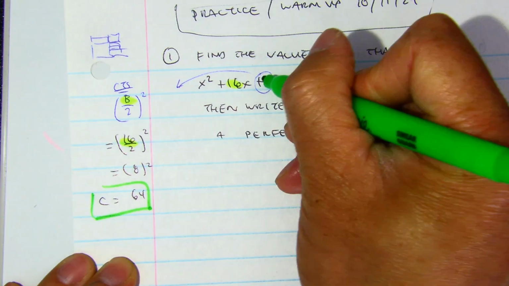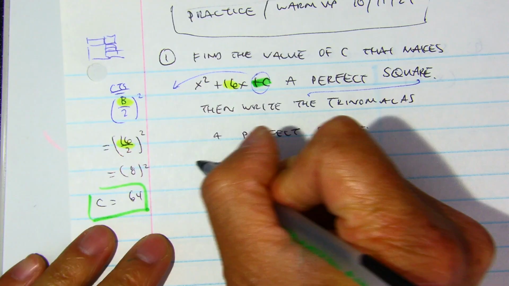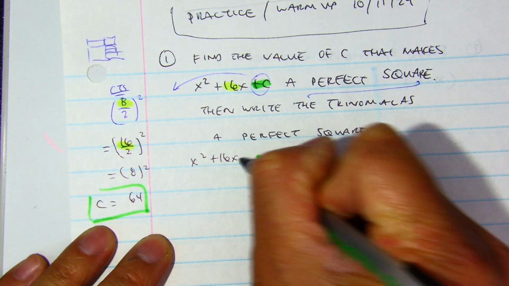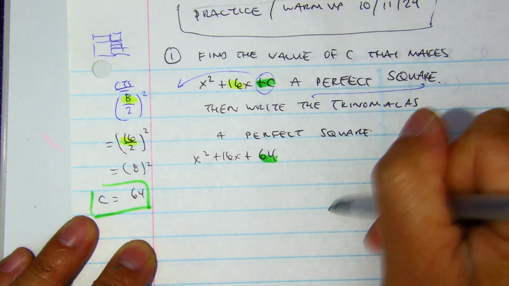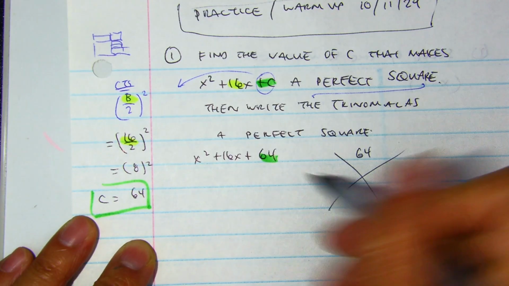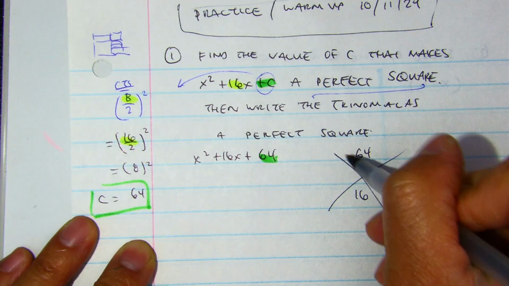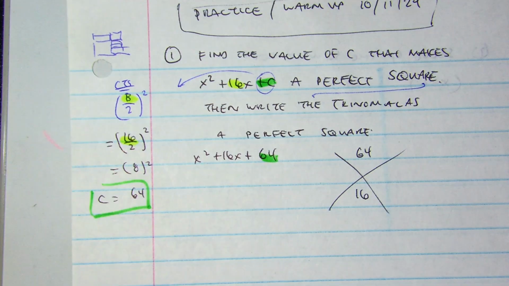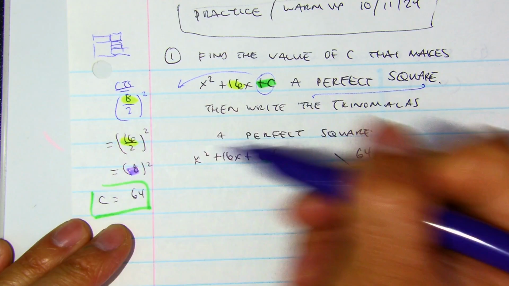Go ahead and put 64 right there. x squared plus 16x plus 64. And then you can just use your X method of factoring here. A times C is 64, B is 16. My two numbers are going to be 8 and 8, two numbers that multiply to be 64 and add to be 16.